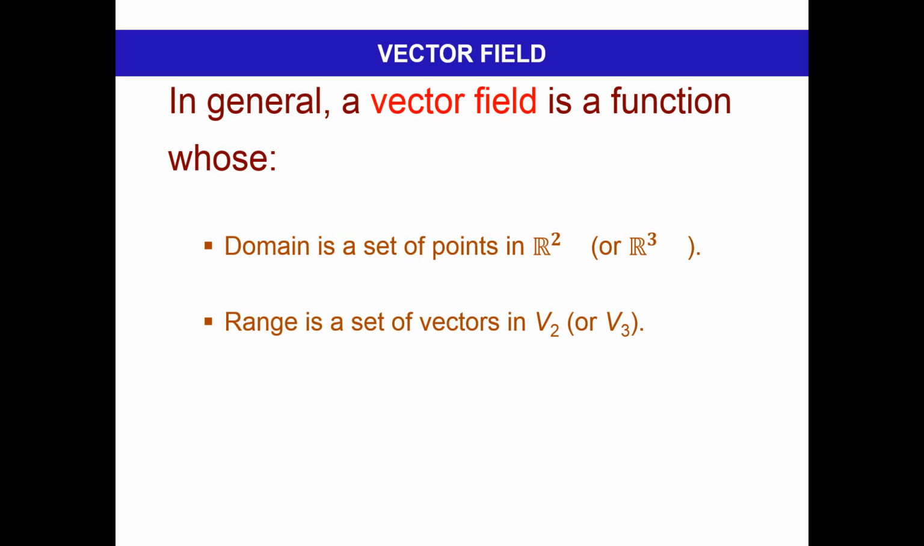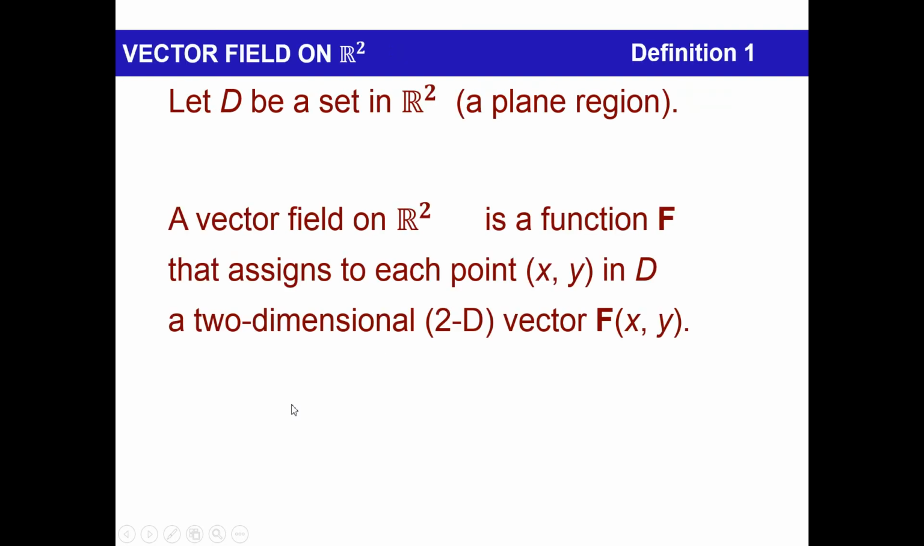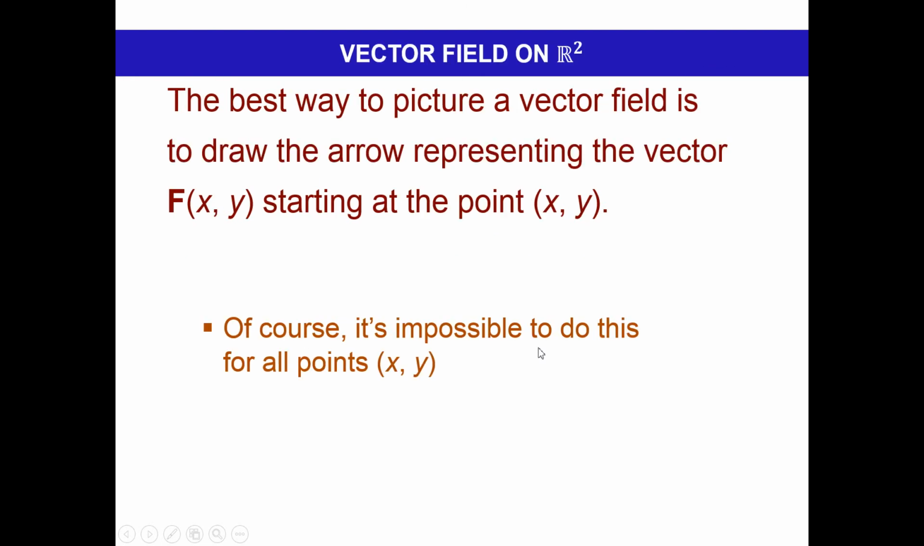In the language of mathematics, a vector field is a function whose domain is a set of points in R squared, that is, it consists of ordered pairs (x, y), or R cubed, that is, it consists of ordered triplets (x, y, z), and the range is a set of vectors in V2 or V3. So let D be a set in R squared, that is, a plane region. A vector field in R squared is a function F that assigns to each point (x, y) in D a two-dimensional vector F(x, y).